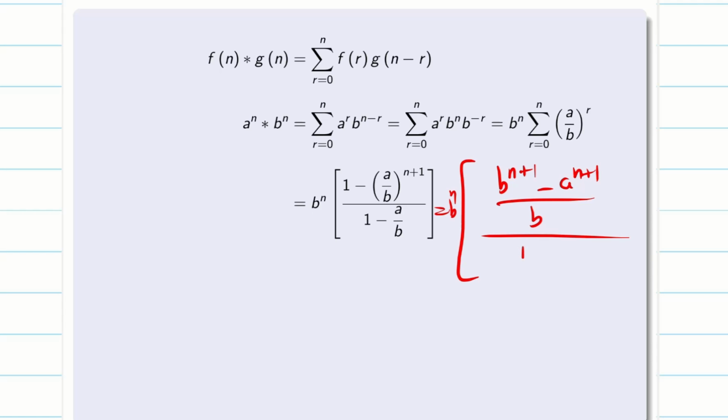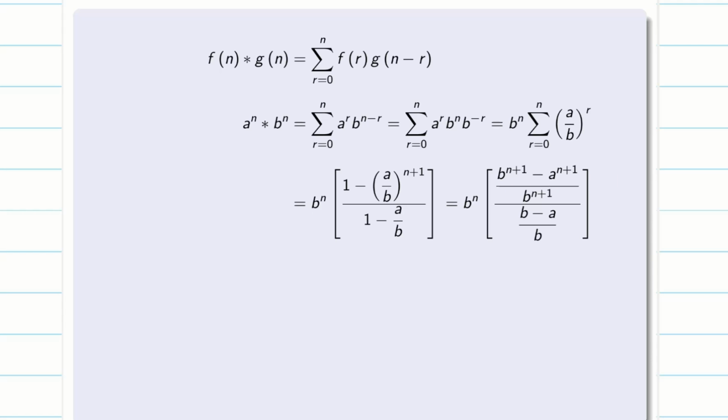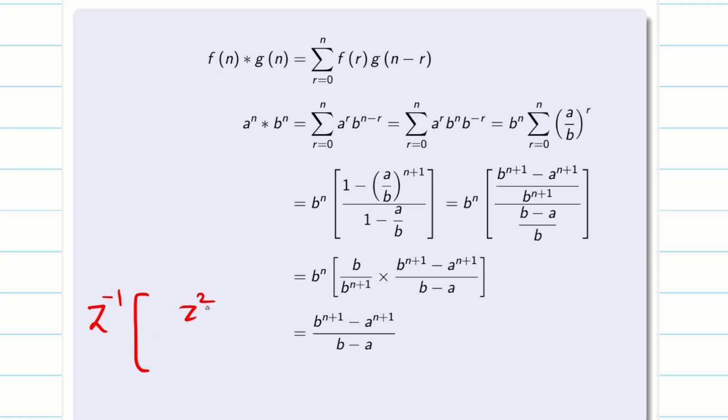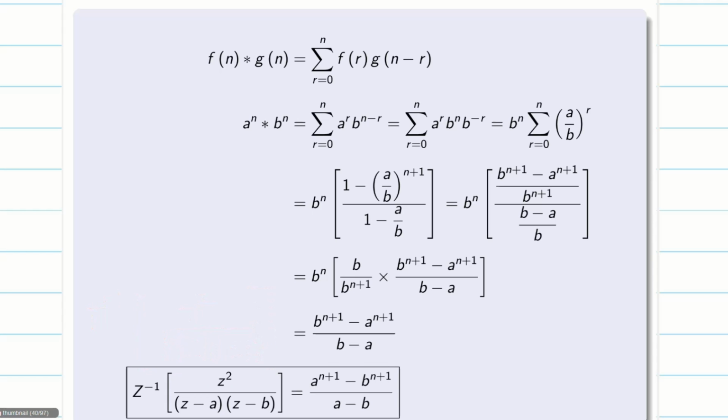In the denominator, we have b minus a by b. We can see the typed version. Now, simplifying this by taking this b to the numerator, now b power n plus 1 will get cancelled with b power n and b. Therefore, my final answer is b power n plus 1 minus a power n plus 1 divided by b minus a. So, z inverse of z square divided by z minus a into z minus b is equal to b power n plus 1 minus a power n plus 1 divided by b minus a.